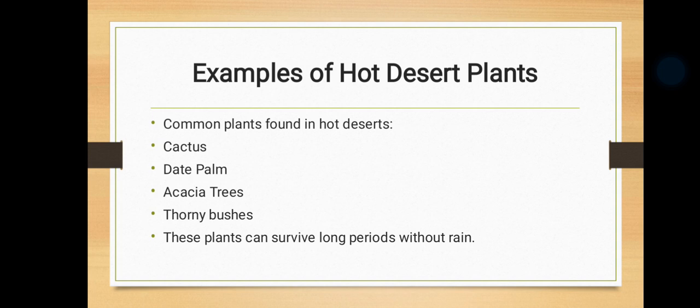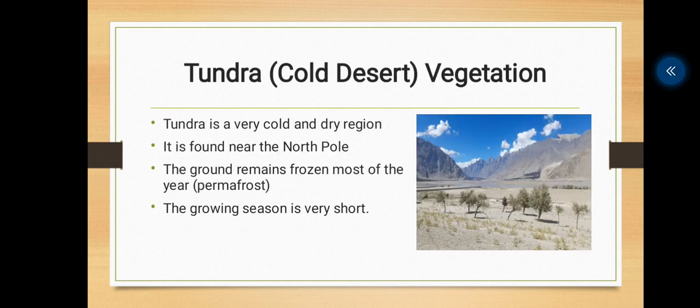Okay, now we have our last vegetation, the fifth type of vegetation, which is tundra cold vegetation. So sometimes it is also called the cold desert. Tundra regions are very cold and dry. They are found near the North Pole, and the ground stays frozen for most of the year. And this frozen ground is also called permafrost. Because of the cold climate, the growing season is very short.